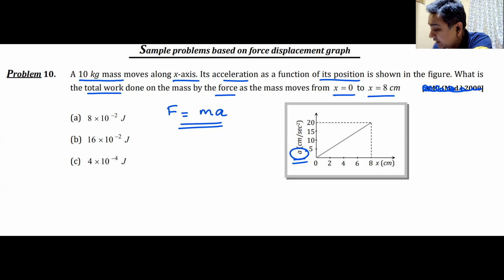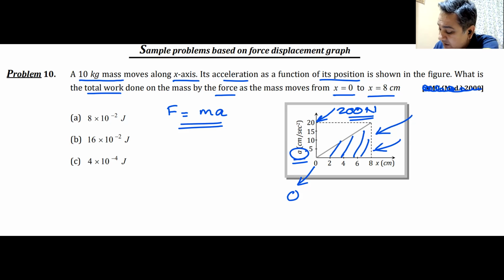So here the force is 0 and here the acceleration is 20. Acceleration is 20. Mass is 10. So the force becomes 200 Newton. Do we all understand this? Yes or no? You just need to calculate the area under this graph. This is a triangle, half base into height. Can you now tell me what is the answer for this one?